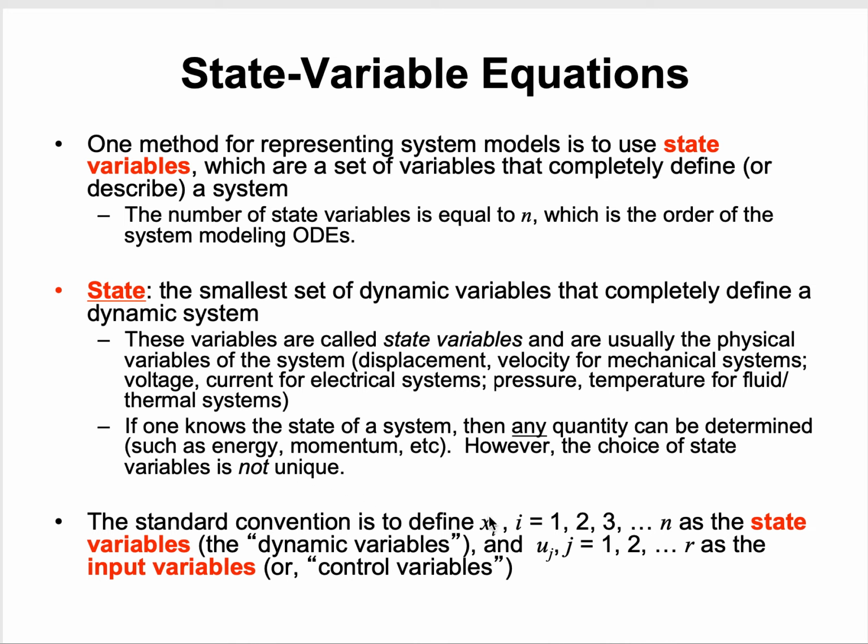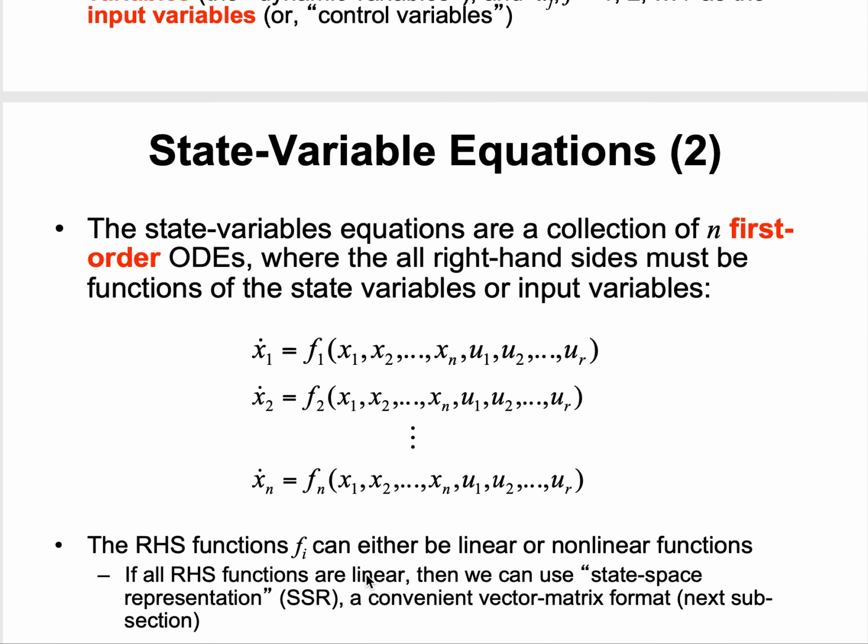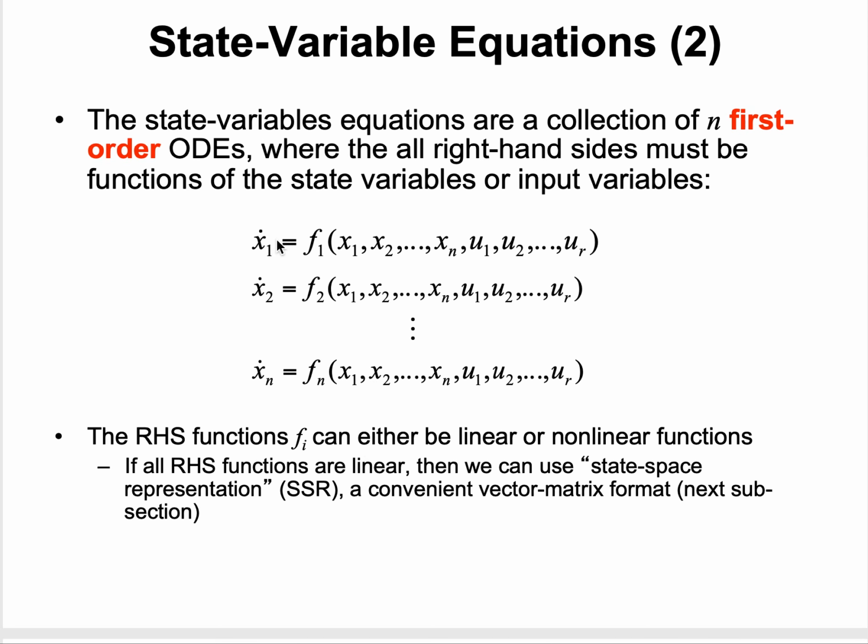So we define our state variables by xi's. We have x from 1 through to n, and we have input variables acting on the system. What is that? This is the force or torque, or the voltage supplied to the circuit, or the flow rate supplied to the fluid system, or the heat supplied to a thermal system. That is the input in the system dynamics. So we may have more than one input, so we call them control variables or input variables. So we put our state variable equation in this form.